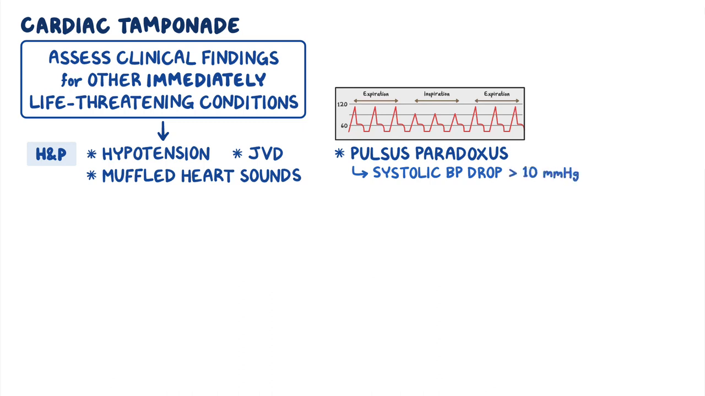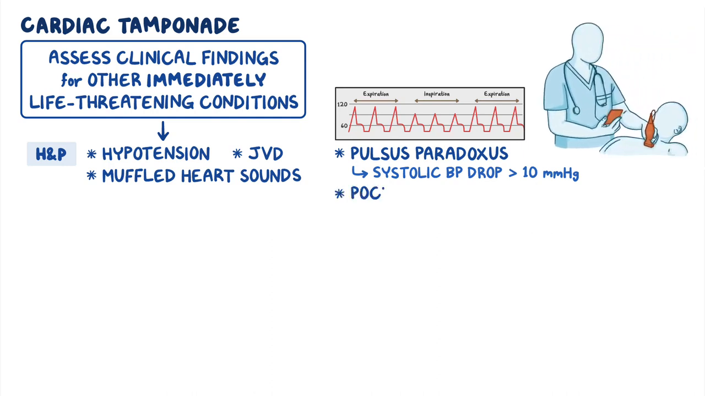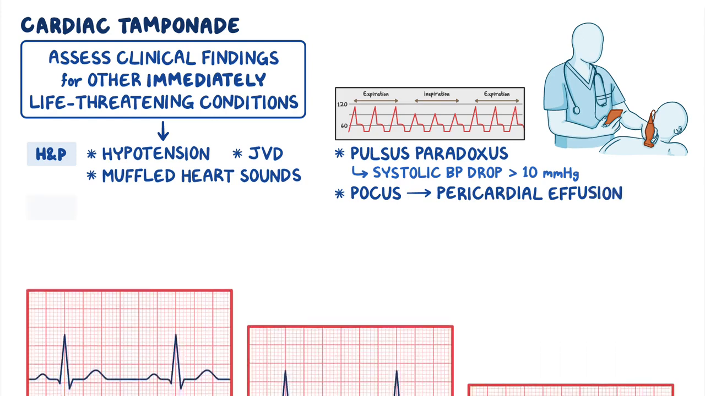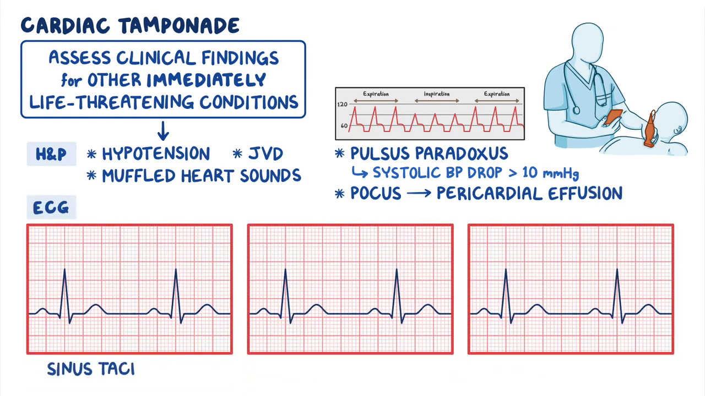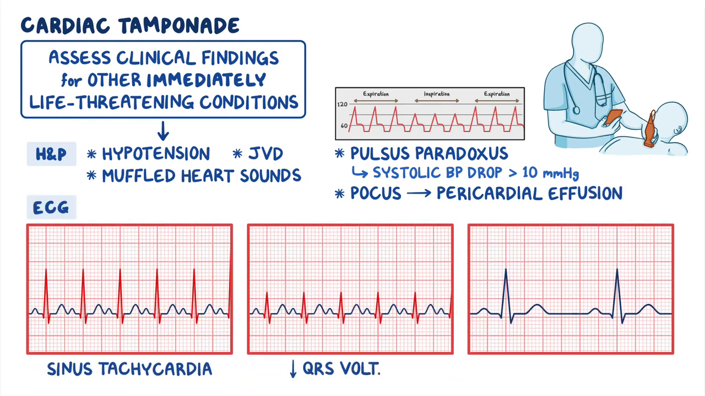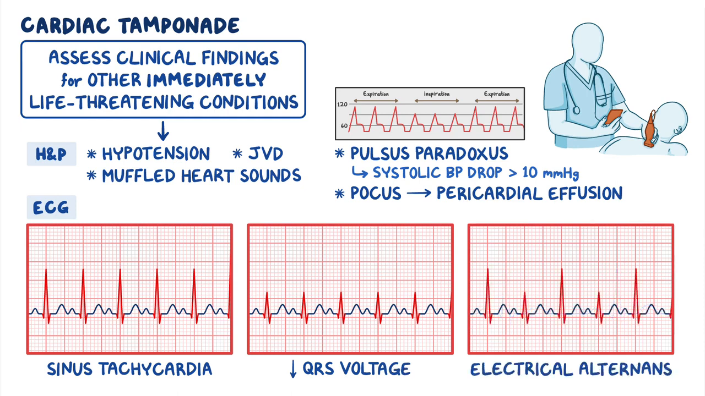During the physical exam, you can also do a point-of-care ultrasound, or POCUS, to check for pericardial effusion. The ECG may show sinus tachycardia, low QRS voltage, or electrical alternans, which refers to alternating QRS amplitudes.